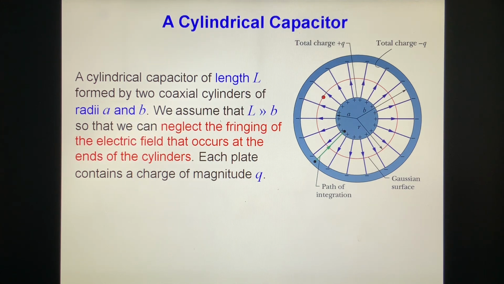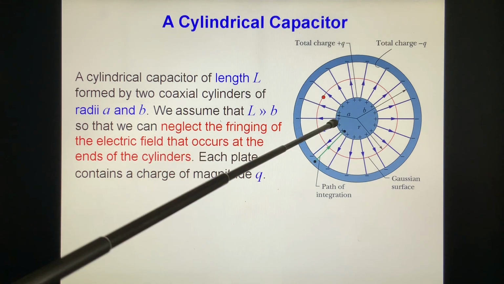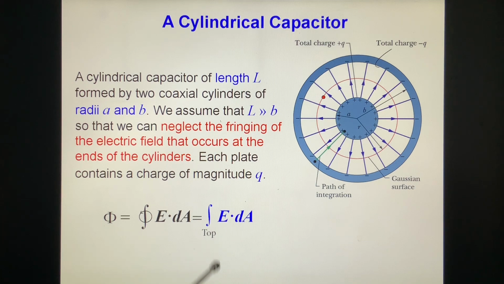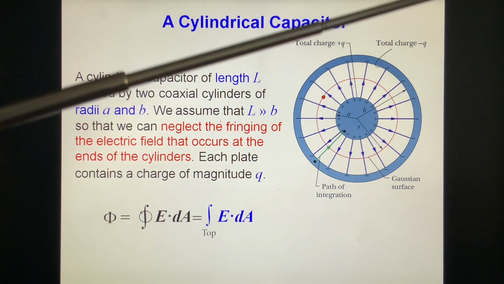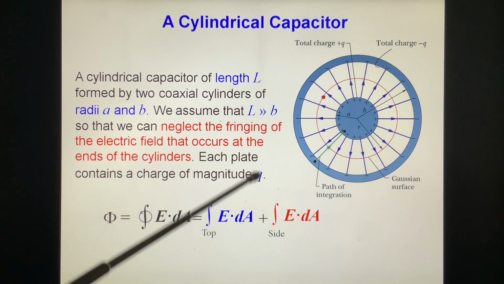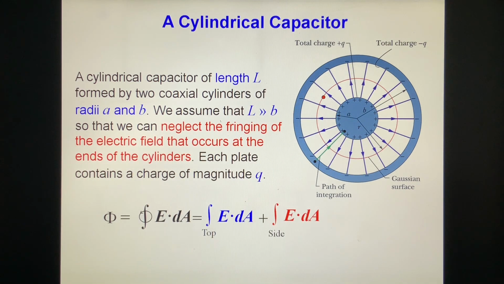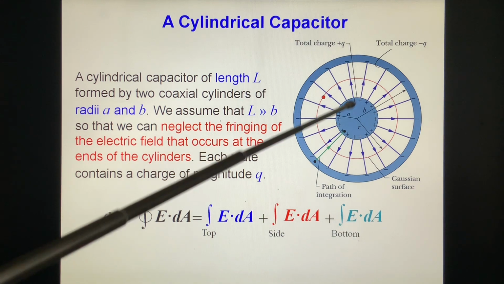And we make a Gaussian surface, which is a cylinder with radius r. The electric flux through this cylinder has three parts. This is the integration of E dot dA, and it has three parts. One is E dot dA on the top, one is E dot dA on the side, this is a cylinder, and one is at the bottom, E dot dA.